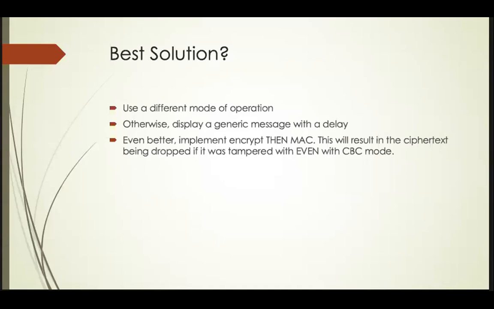The best approach with all this is to implement something called encrypt then MAC. This will result in the ciphertext being dropped if it was tampered with, even with CBC mode, okay? So the claim that CBC mode is insecure is not entirely correct. There is an insecure implementation of it, and there is a secure one. So this is why things are going bad with SSL version 3. Okay, so enough with SSL, and now let's talk about TLS, okay?